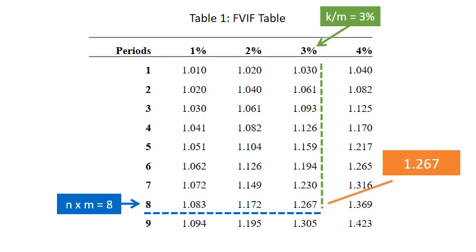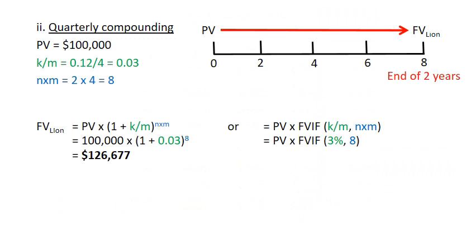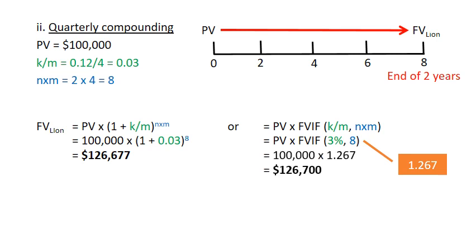So looking at the figure 1.267. We know that from the table we get 1.267. We substitute that in, and we find the answer is 126,700.